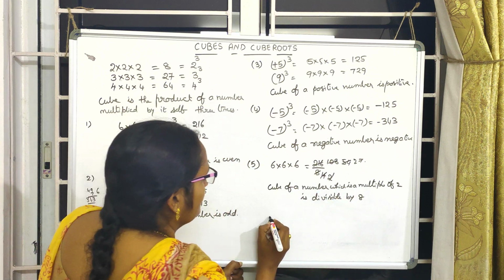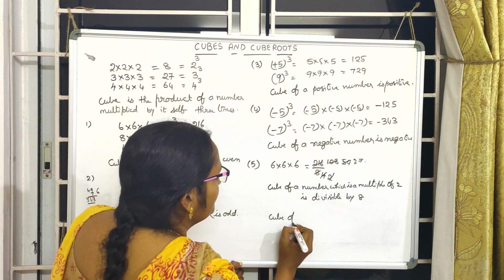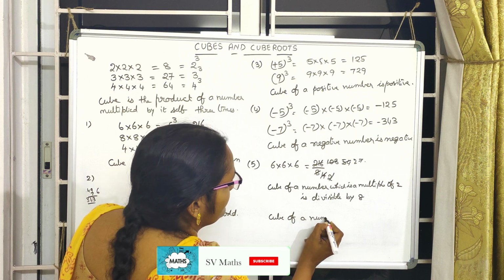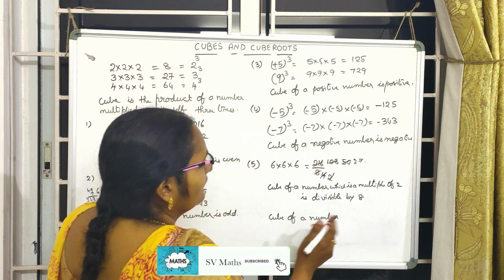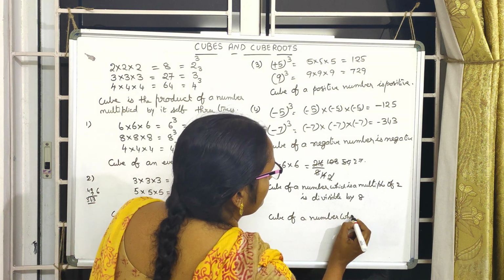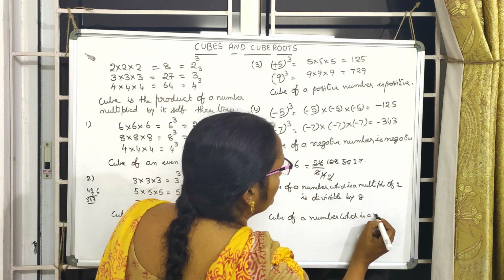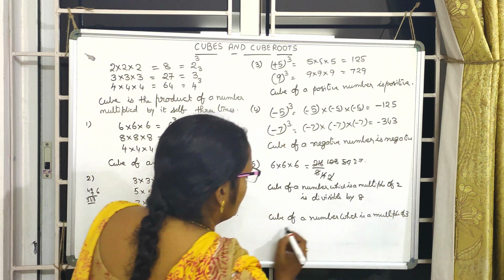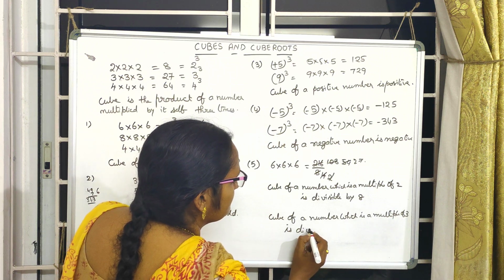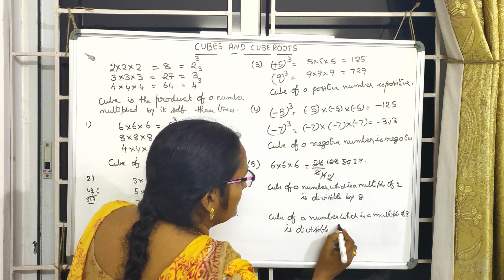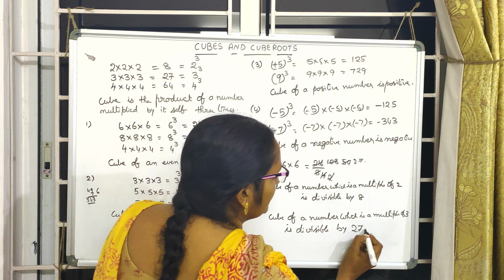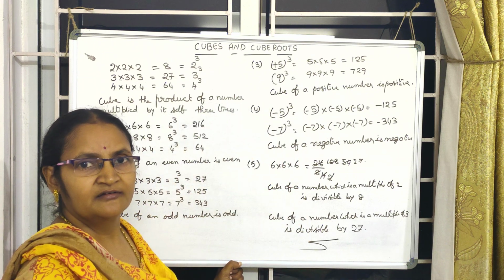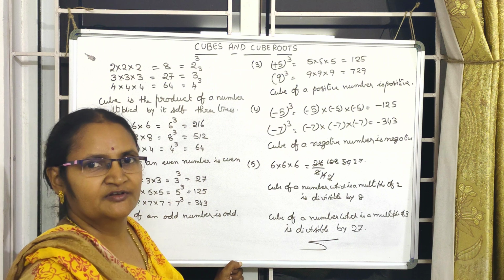The same thing, cube of a number which is a multiple of 3. Can you guess divisible by what? Cube of a number which is a multiple of 3 is divisible by 27. Clear? Next video we will see the next concept. Thank you.